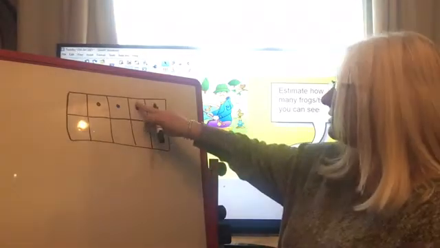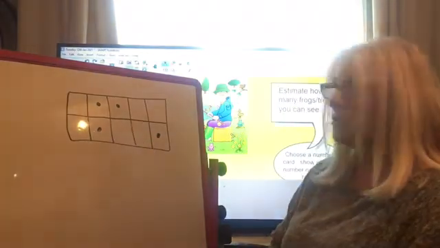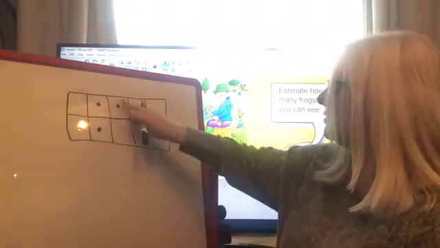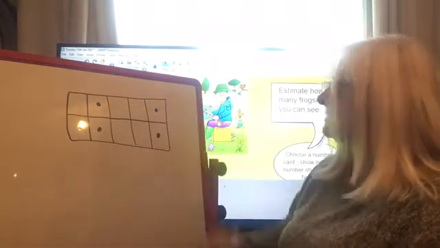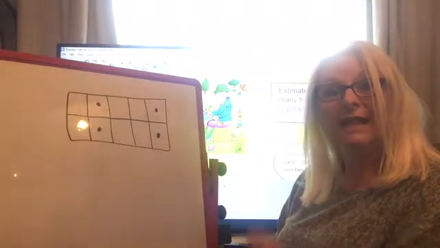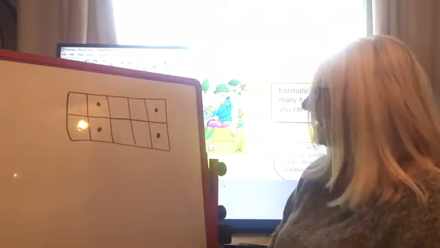How about if I move that one and put it here? Is it still 4? Yes, it is. Well done. What about if I move that one and put it here? Is it still 4? Yes, it is. As long as I'm not putting any more or taking any away, it's still 4, isn't it?